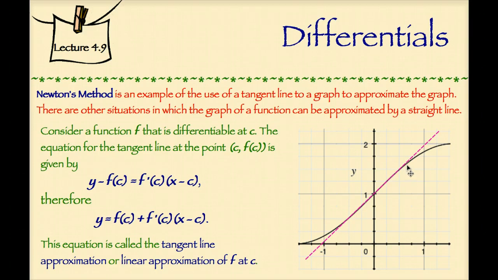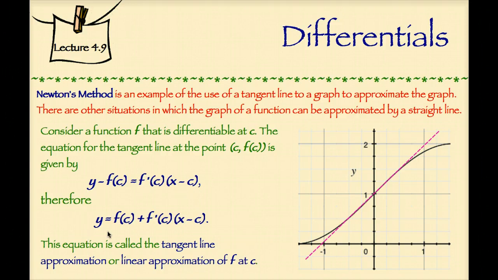This is useful information for approximating values on a curve, and there will be situations where we want to use a linear approximation at a point on the curve in order to approximate those function values. Consider a function f that is differentiable at c, then the equation for the tangent line at the point c, f of c is given by, and notice this is just in point slope form, y minus f of c, the y value, is equal to f prime of c, the slope at the point c, times x minus c, then of course that is x minus the x value of the given point.